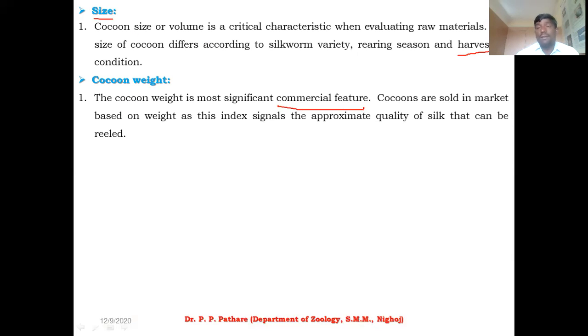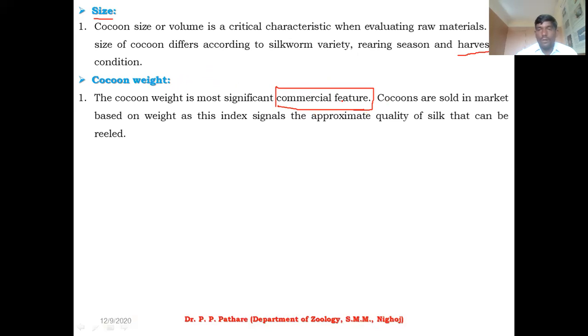I am giving information regarding weight because it is commercial: whatever the weight of your cocoon, that much income you get. If your weight is very low or minimum, ultimately you do not get proper income. If you produce more cocoon and well-weighted cocoon, you get more income. So commercial features means the income depends on the weight, because cocoon is sold on the basis of weight, not by piece, not on the basis of color or shape. These are minor characteristics, but the main feature of the cocoon is weight.